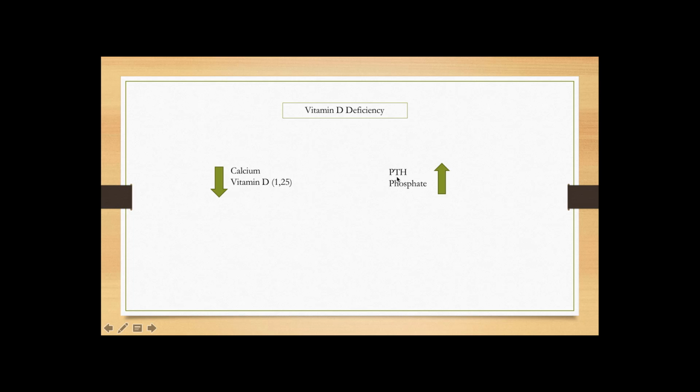So their body constantly tries to compensate for this low vitamin D and low calcium levels, and that's how their PTH and phosphate will start to go up. Again, phosphate may be normal or low or high normal.